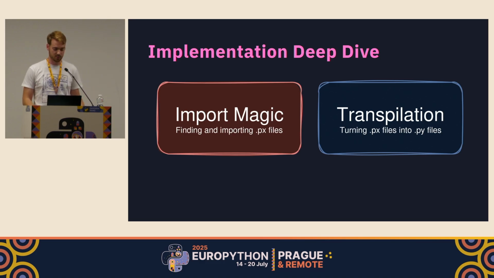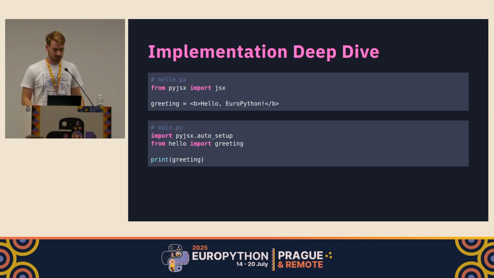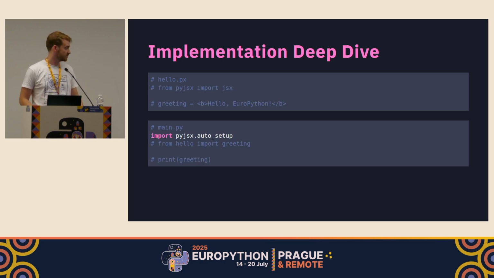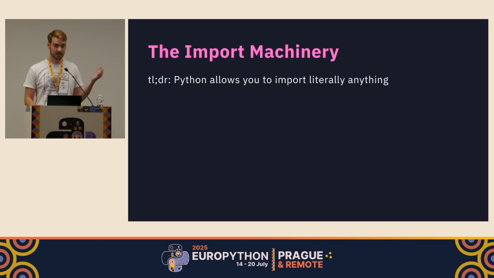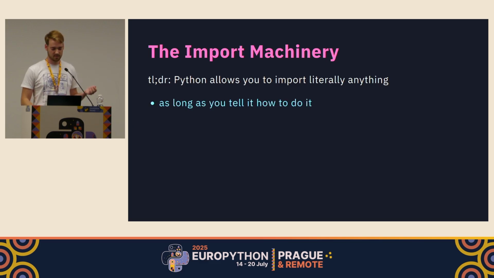So let's have a look at the import magic. Going back to the first example that I showed, let me just highlight the part that is relevant. This import doesn't actually import anything. The only point of this is to register a new import hook with Python so that we can import .px files. The way it works, we have this import machinery in Python, and the TLDR is that Python allows you to import literally anything, but you have to tell it exactly how to do it, right?